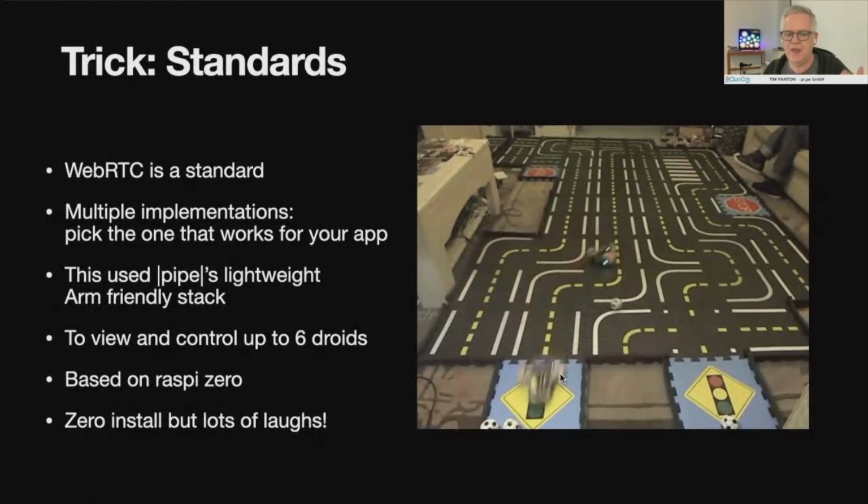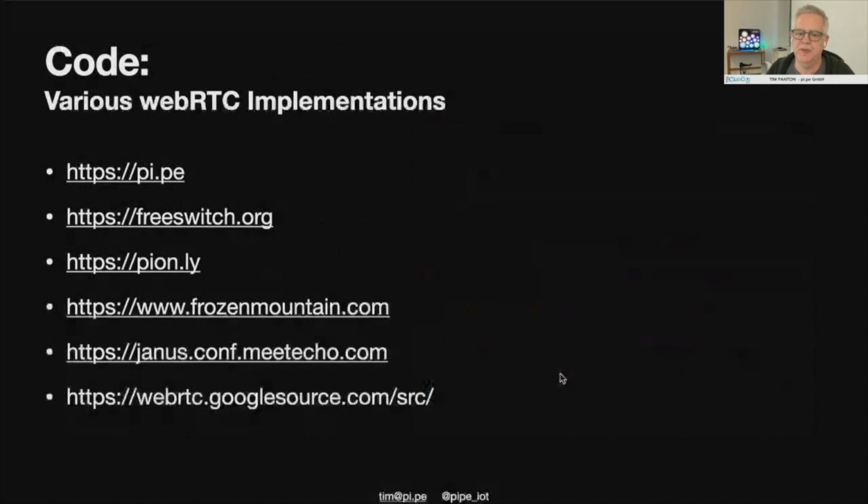but the kids were definitely the funniest. And the trick here is that there are multiple implementations of WebRTC, and you can pick the one that suits what you want to do. On the code front, obviously there's the Pipe implementation, and for this I used that, but there are tons of others out there. You know, there's FreeSWITCH, there's Pion, there's Frozen Mountain, there's Janus, there's libWebRTC, stacks of others. So when you're building a WebRTC thing, go and find the right implementation of WebRTC for you, because it's not necessarily going to be the one that you immediately lay your hands on.